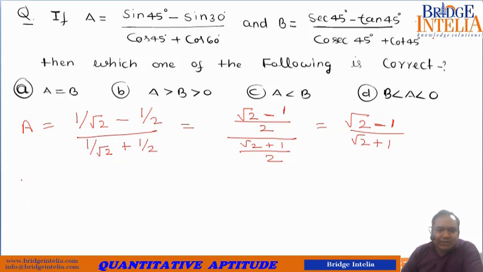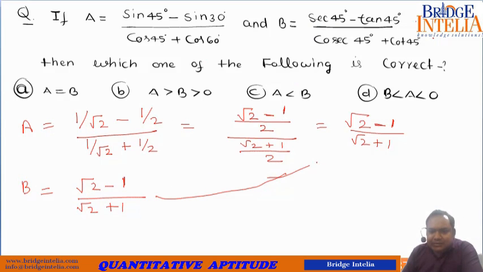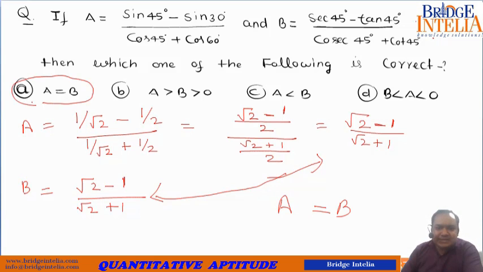Now let us see what b is equal to. So b is equal to sec 45 degrees, which is equal to root 2, minus tan 45 degrees. Tan 45 degrees is equal to 1. Cosec 45 degrees is equal to root 2, plus cot 45 degrees. Cot 45 degrees is equal to 1. So you can see that a and b both have the same values. They are numerically equal. So out of the given options, this has to be correct: a is equal to b.